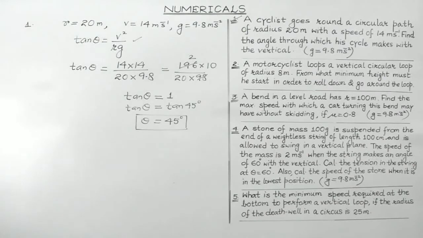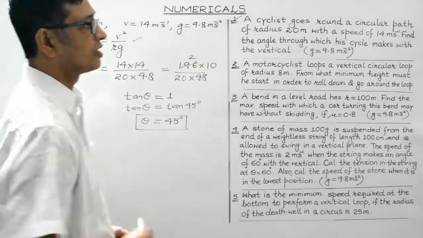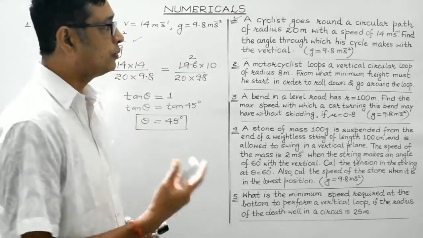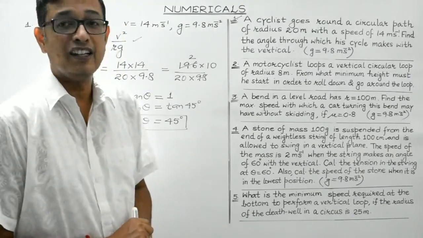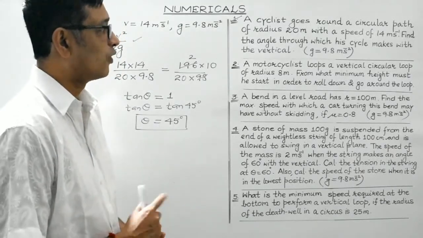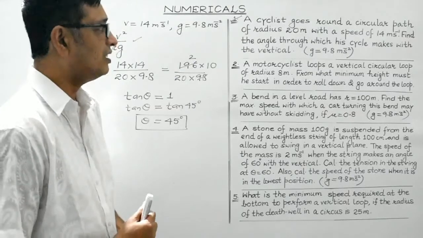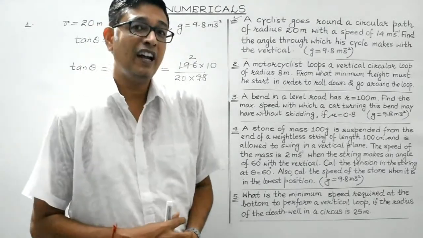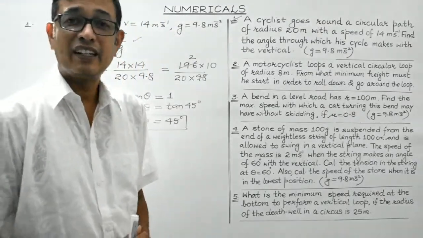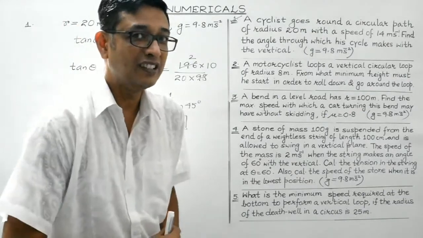Question number 2 is the case of a motorcyclist. It loops a vertical circular loop of radius 8 meter. From what minimum height must he start in order to roll down and go round the loop? It is the case of vertical circular loop.